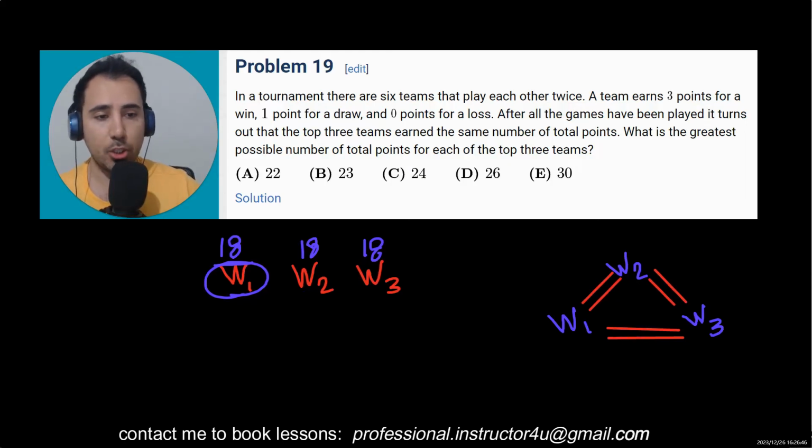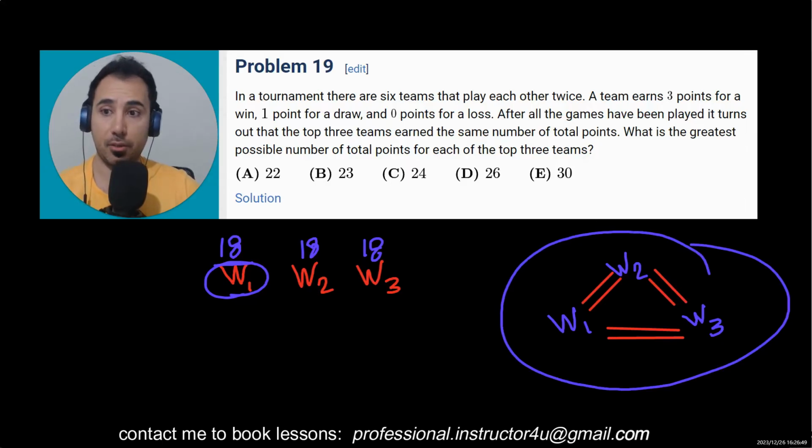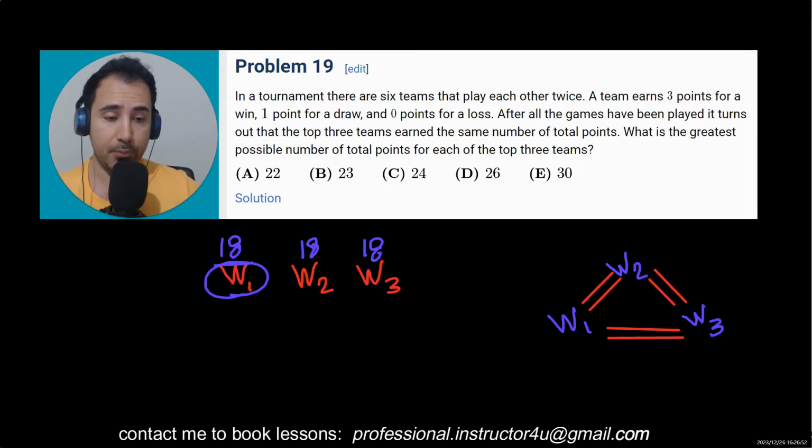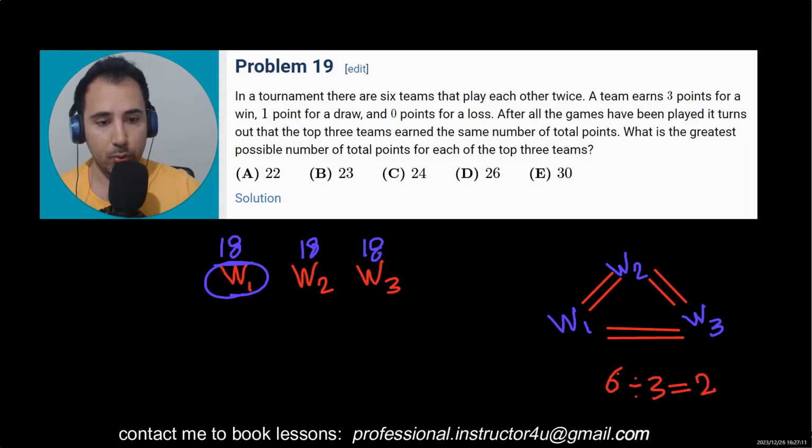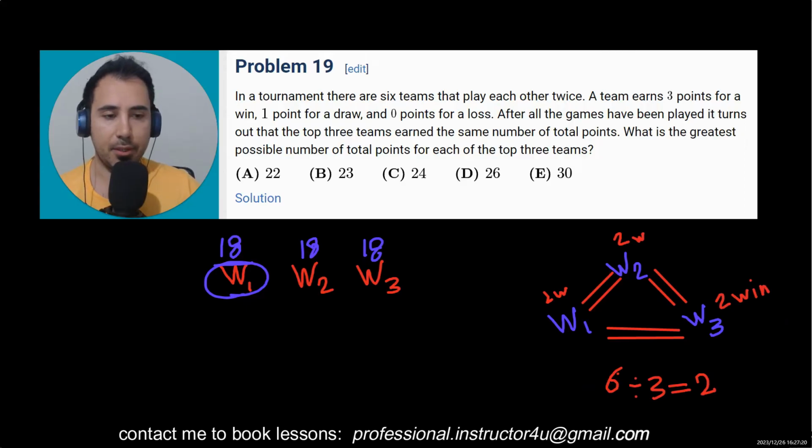So what is the total number of games these teams play among themselves? This is the number of lines, so they play 6 games in all, and we want to share them equally among all the 3 teams. That means each team has to win only 2. 2 wins for you, 2 wins for you, 2 wins for you. That's very good. And then they're also going to lose 2 games.